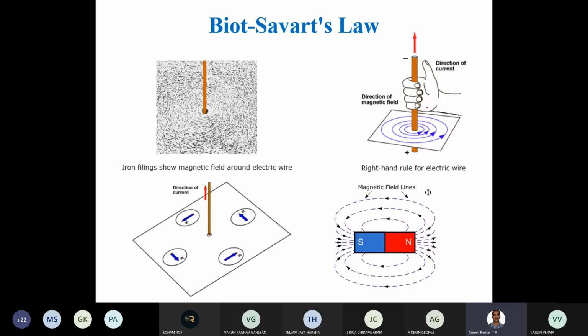To find the resulting direction of the magnetic field, hold the current carrying wire using your right hand. In this case, assume the current is flowing in the upward direction, and your thumb should indicate the direction of current flow. The remaining 4 curled fingers will represent the direction of the magnetic field. Hope you have got this point.